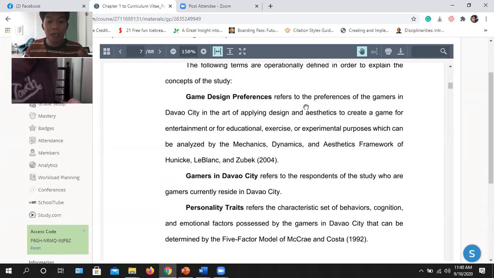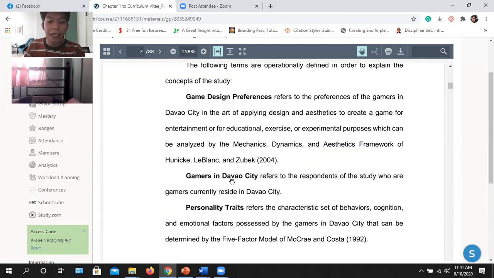Game design preferences refers to the preferences of the gamers in Davao City in the art of playing design, applying design and aesthetics to create a game for entertainment or for educational, exercise, or experimental purposes, which can be analyzed by the mechanics, dynamics, and aesthetics framework of Hunicke, LeBlanc, and Zubek, 2004. So meaning, it's very specific ng pagkaka-define ng game design preferences.